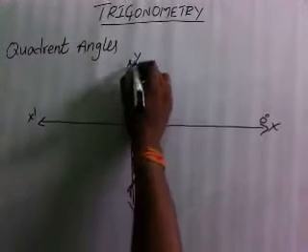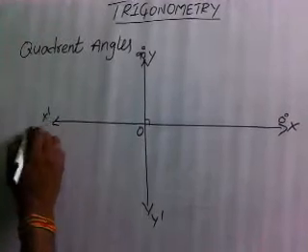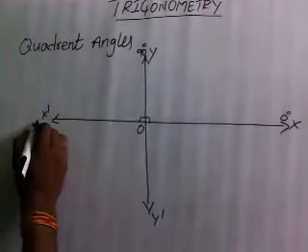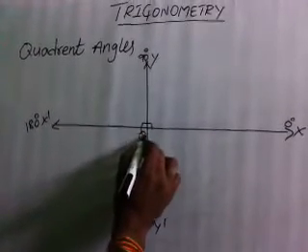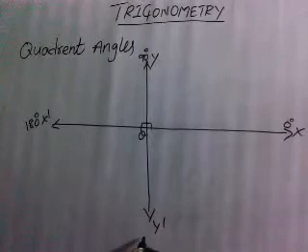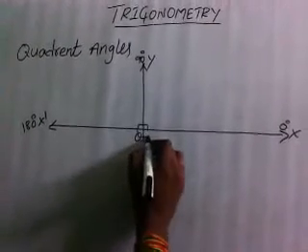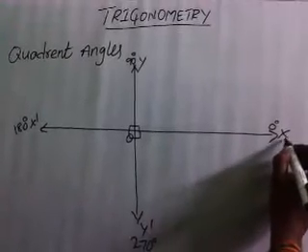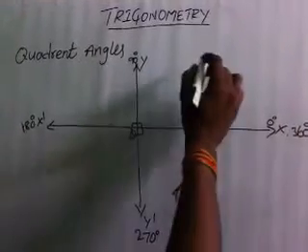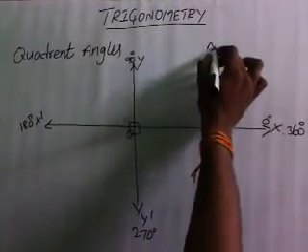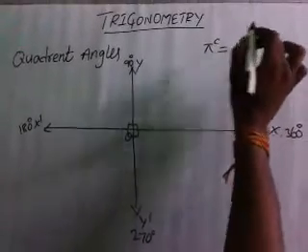This angle is 90 degrees. This is 90 plus 90, 180 degrees. 180 plus 90 is 270 degrees. 270 plus 90 is again 360 degrees. As we know that pi radians is equal to 180 degrees.